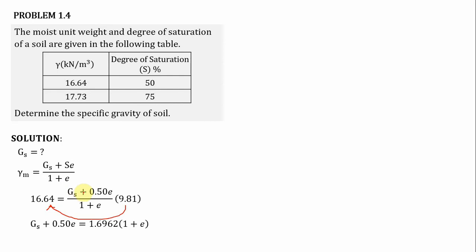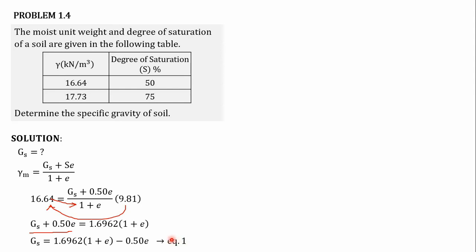So, therefore, GS plus 0.5E is equal to 16.64 divided by 9.81, that is equivalent to 1.6962. And then, i-times natin dito, i-times 1 plus E. So, ito yung formula natin. Simplify muna natin. So, transfer natin sa kabila yung 0.5E. So, therefore, our GS will be equal to 1.6962 times 1 plus E minus 0.5E. So, let this be our equation number 1.